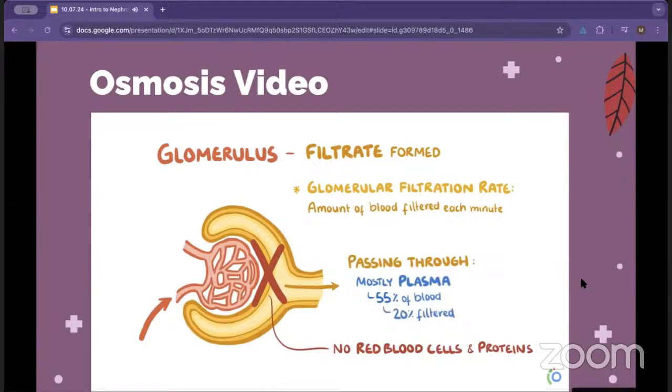So when all is said and done, of the around 1.25 liters that the heart pumps out every minute, the glomerular filtration rate is normally approximately 125 milliliters. This filtrate then enters the renal tubule.